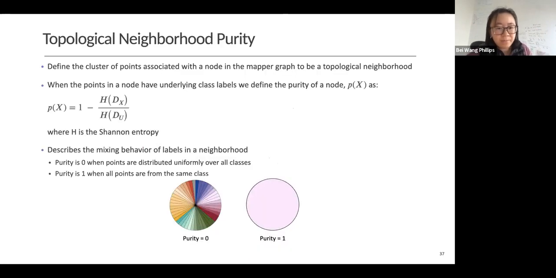Okay, so remember I talked about purity here. Let me quantify it more. The purity of a node in a mapper graph is basically about how many classes it has. If it only has one class, or the embeddings have one label, then it's pure. If it has all the classes, then the purity is zero, okay? So it's a way of looking at how pure my local neighborhood is.